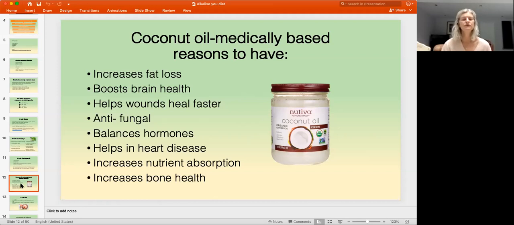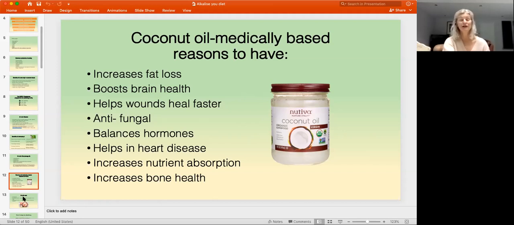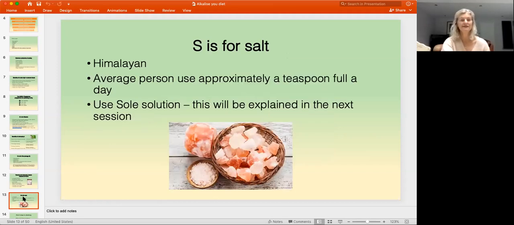It increases nutrient absorption, which is obviously what we want. If we're going to have all this lovely healthy food, then we want to really get the most out of having it. And it is also good for your bone health. So lots of reasons to have a little bit of coconut oil in your diet. As with anything, don't go mad. 1 to 2 tablespoons a day, I would suggest.